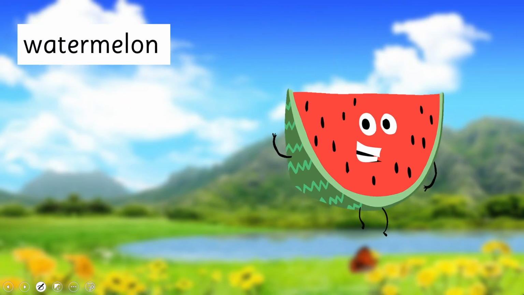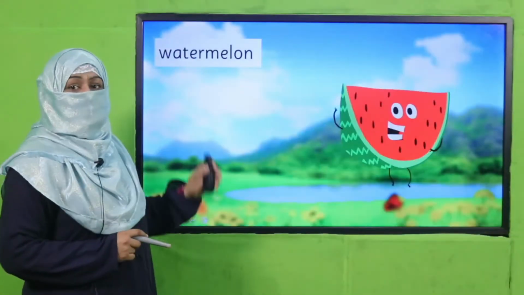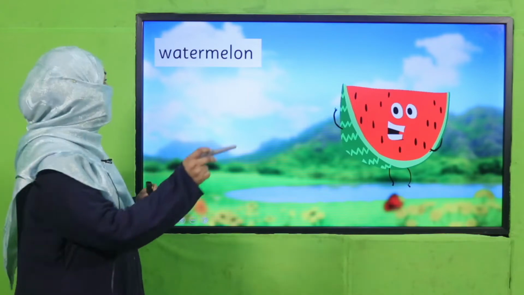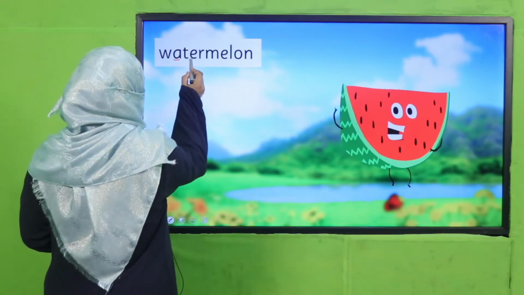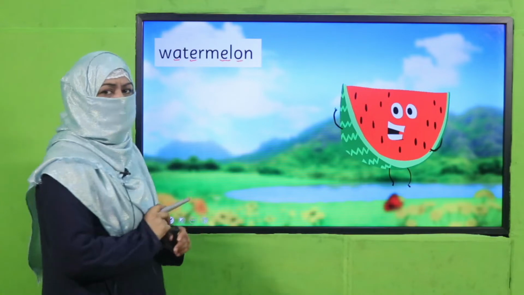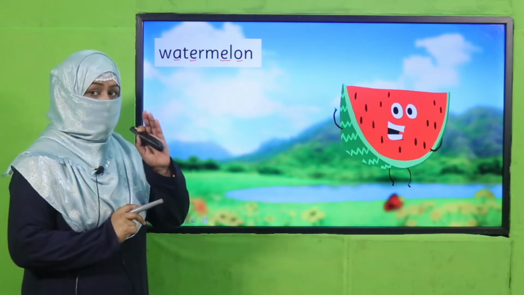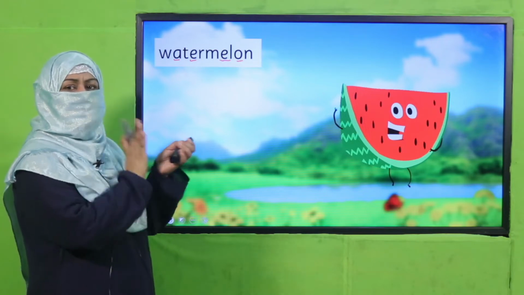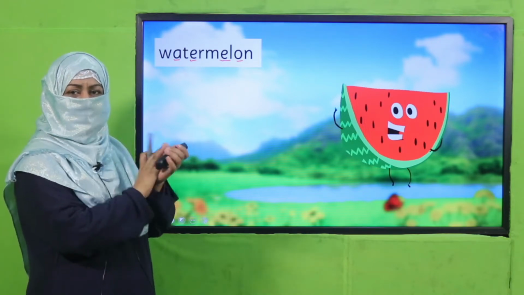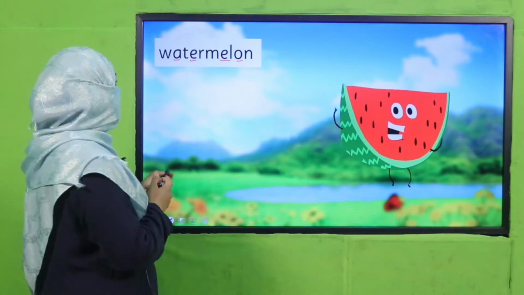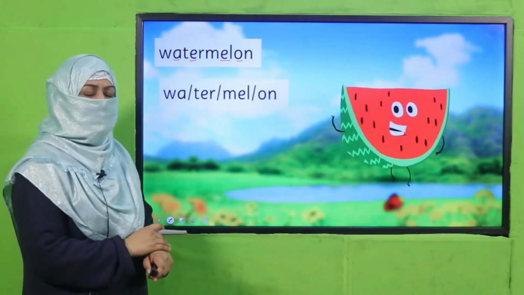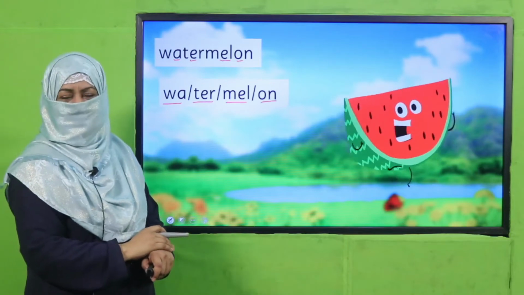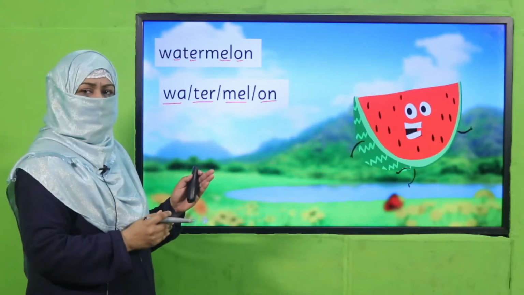How do we make syllables? Look at the word and first we will identify how many vowel sounds there are. So here, watermelon. How many vowel sounds are there? 4. So how will we say it? Watermelon. This is how we have practiced. It means this word has 4 syllables. Watermelon, right? This is how we make syllables of a word.